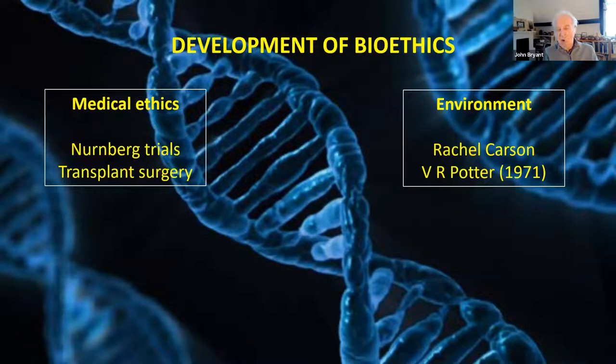But in 1971, a cancer doctor called Van Rensselaer Potter coined the term bioethics, with the statement that because of the degradation of the environment, such as had been highlighted by Rachel Carson, we needed a whole new ethical framework for the environment. And he called it bioethics. And it actually is the first use of the term. Although we've talked about medical ethics as being a spur to bioethics, the first use of the term was by this cancer doctor, Van Rensselaer Potter, recognizing environmental degradation as outlined by Rachel Carson. And so we had a new stream of bioethical thinking.